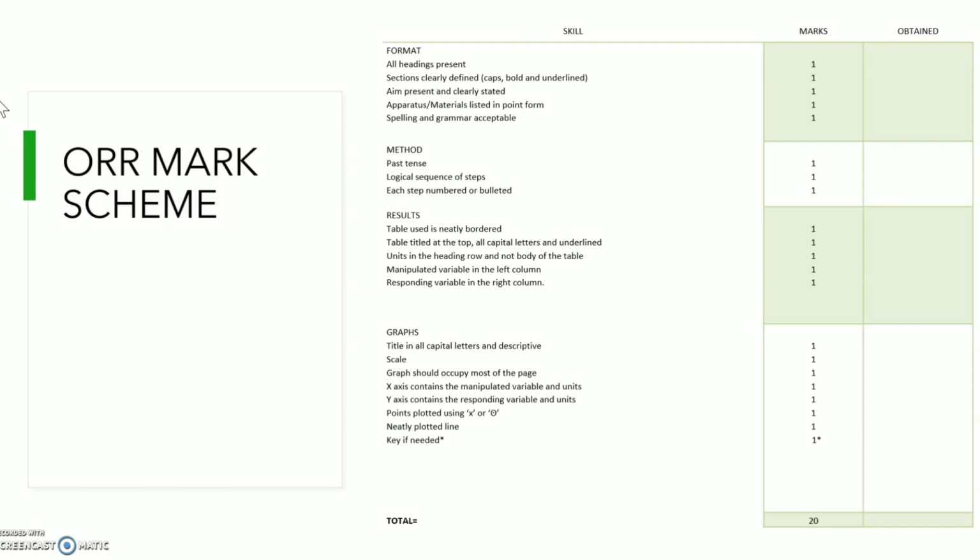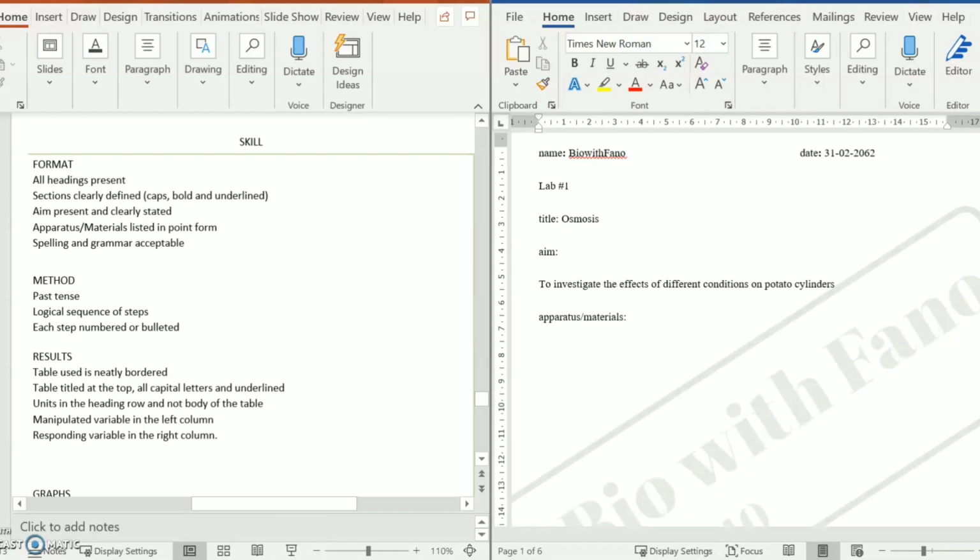I've created an incomplete lab write-up for the osmosis lab, and we're going to work on it together to ensure that we meet all the criteria that's listed here. The criteria that we're going to be looking at are the formatting of the lab, the method and how we write it up, the results that we're going to state, and any graphs that are needed for this lab. To make it easy, I've got a sample lab on the right that we're going to be cross-referencing with our mark scheme on the left. So let's do that now.